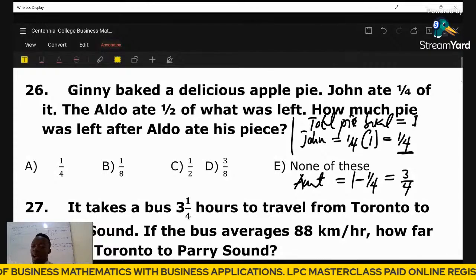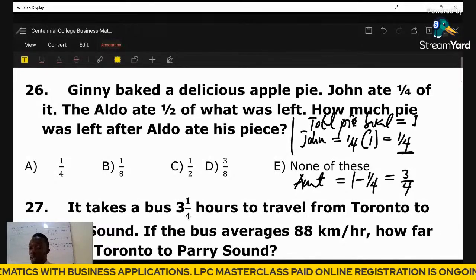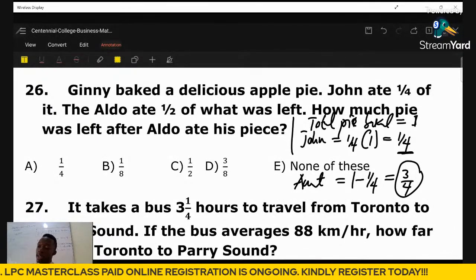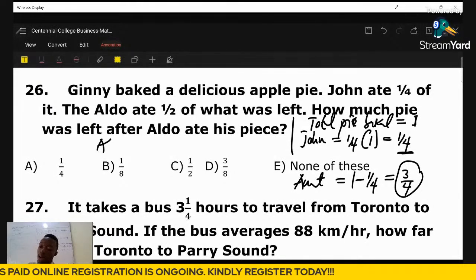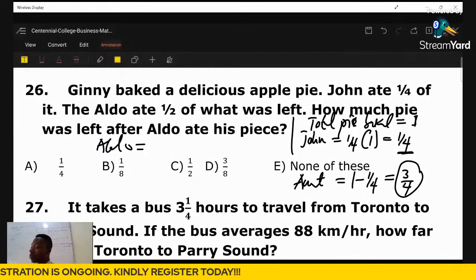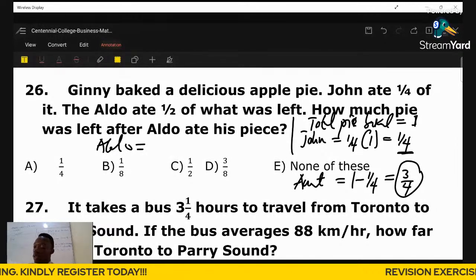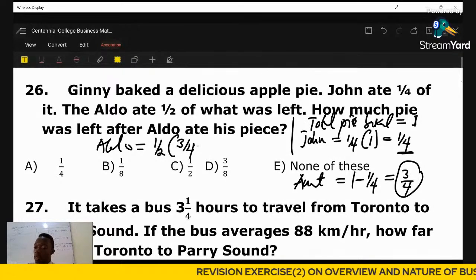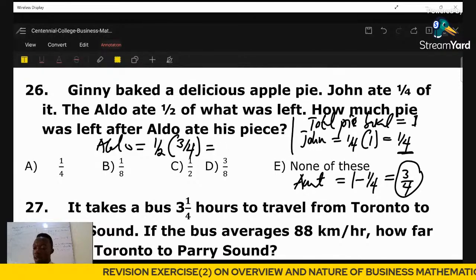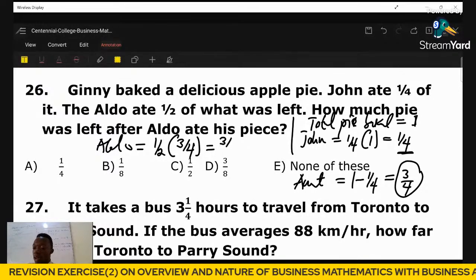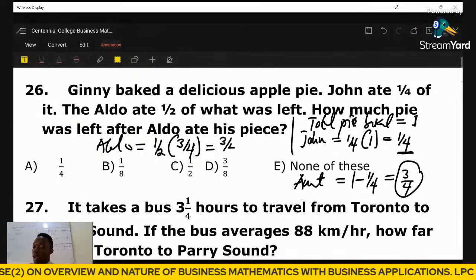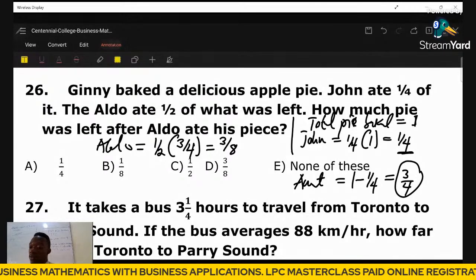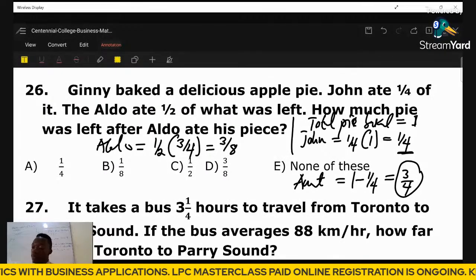Out of this, Ado also ate 1 over 2. So there's a remainder, right? Let me bring that here. The amount that Ado took from this delicious pie is 1 over 2 of the remainder, which is 3 out of 4. So 1 multiplying 3, 2 multiplying 4, we are getting 3 out of 8. This is the part Ado ate from the cake. Is that okay?